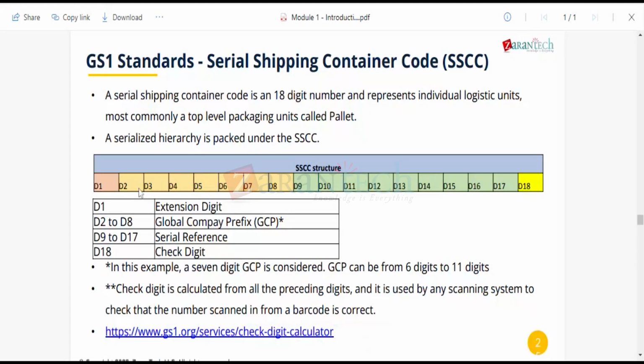Here, from D2 to D8, we have a global company prefix. Then we have the serial number, and the last digit is a check digit. D1 is the extension digit, which is the first digit of the serial number. So your serial number would be D1, D9, D10, 11, 12, 13, 14, 15, 16, and 17. D2 to D8 is your global company prefix, and the last one is the check digit.